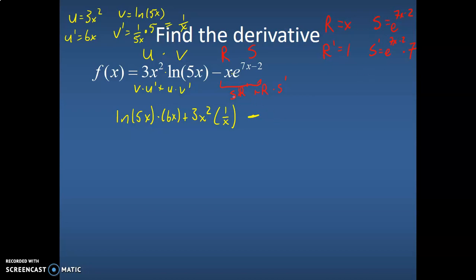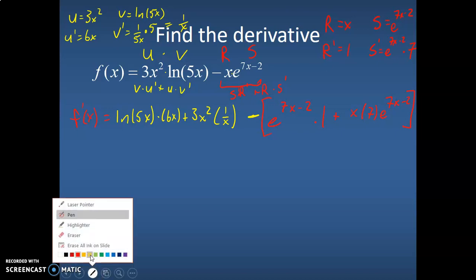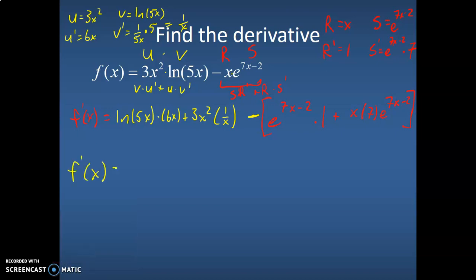So here I'm going to do S, so e, and I'm going to put brackets around to make sure I distribute this negative to everything. E to the 7x minus 2 times R prime, which is 1, plus, and then R is x times S prime is 7 e to the 7x minus 2. And then since I have 4 terms and they don't have anything in common, my final answer, and this is the derivative, my final answer is just going to have 4 terms in it. There's not really a better way to simplify this one.